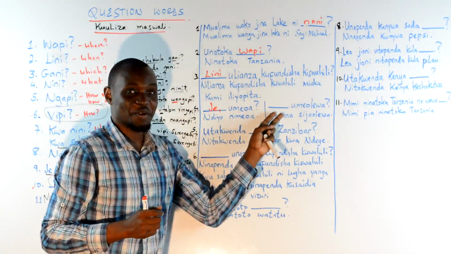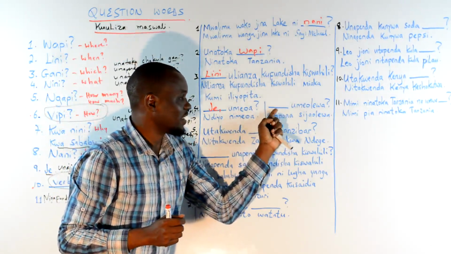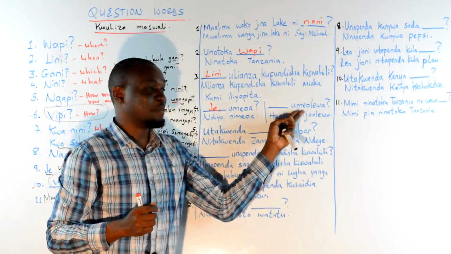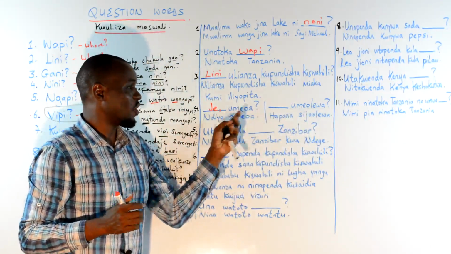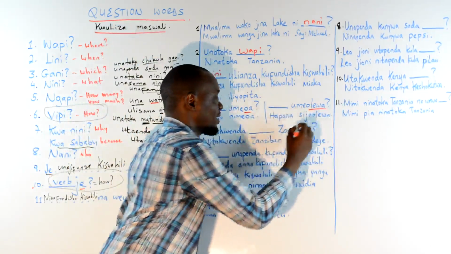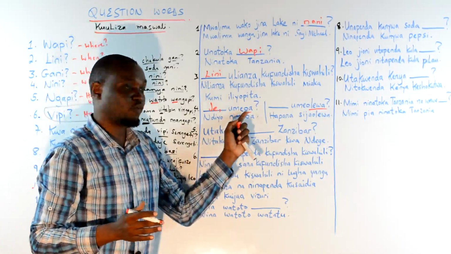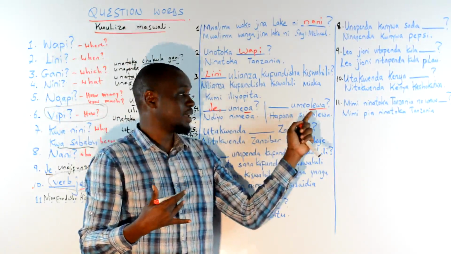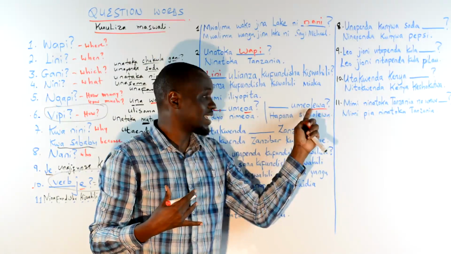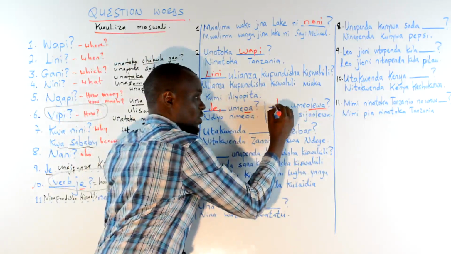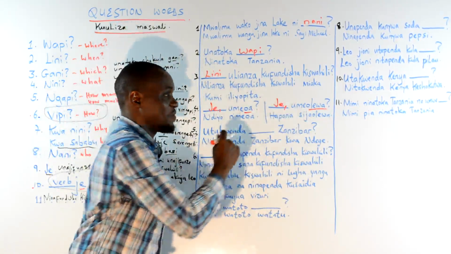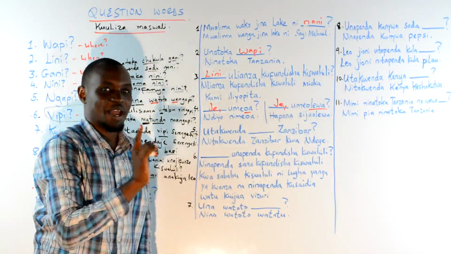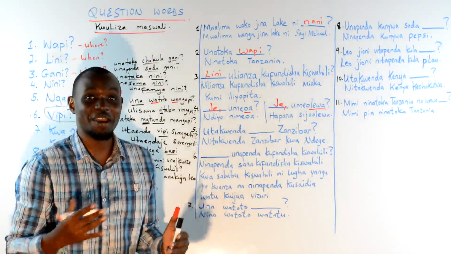And we have another question here. Dash dash, umeolewa? Hapana, sijaolewa. The meaning of olewa is just like oa. Olewa and oa are the same, but it's to be married. Oa is for men. When you ask a man, are you married? You'll say umeoa. When you ask a woman, are you married? You will say umeolewa. So here also, are you married? For a woman. Je, umeolewa? Hapana, sijaolewa. No, I am not.